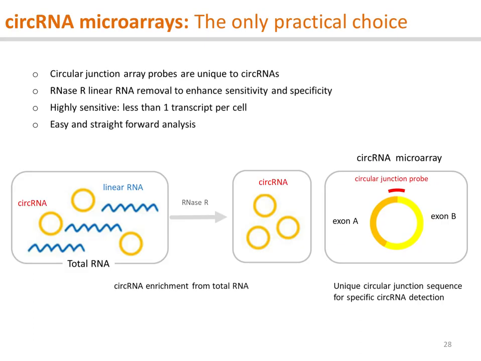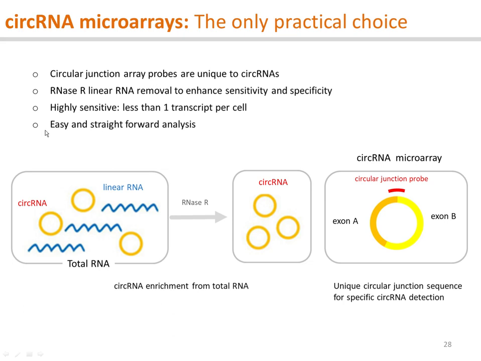A much better way to profile circular RNA expression is by microarray. The circular junction is detected by a unique probe sequence at extremely high affinity. To increase the sensitivity even higher, the RNA sample is treated with RNase R to remove linear RNAs but keep the circular RNAs. The sensitivity is as high as one circular RNA per cell.